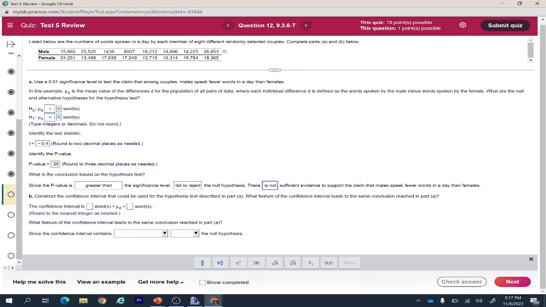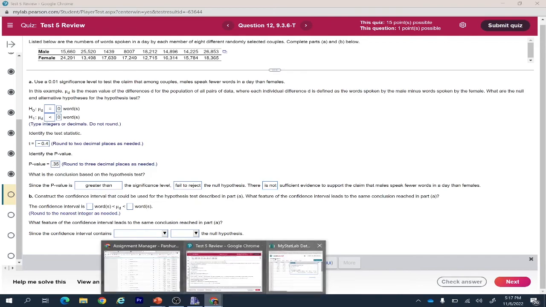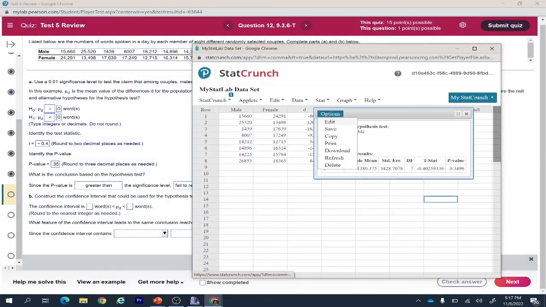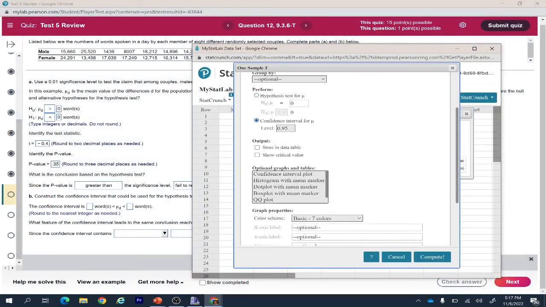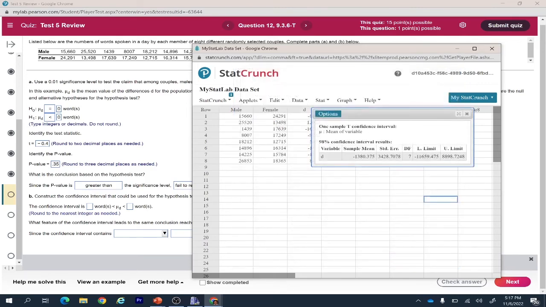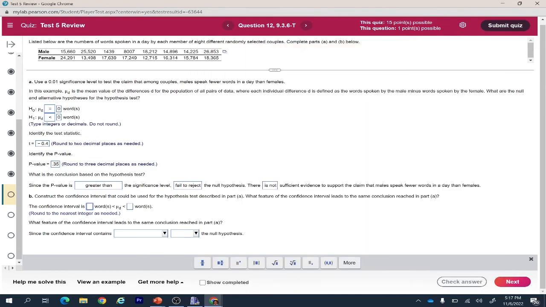Now for the confidence interval, we do the same thing by going back here, option, edit, and choose confidence interval for mu. This one is 1 minus 2 times alpha, which is 0.98. Alpha is 0.01, so 2 times alpha is 0.02. If you compute, it gives you the lower limit for that confidence interval. I'm going to copy it. That's the lower limit.